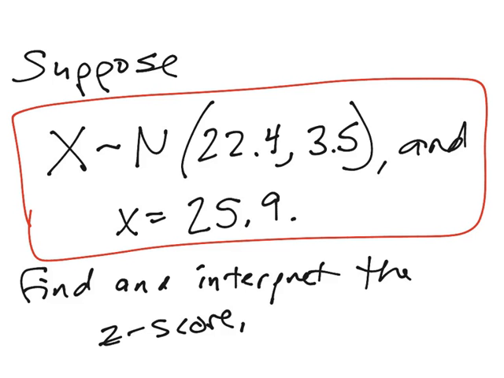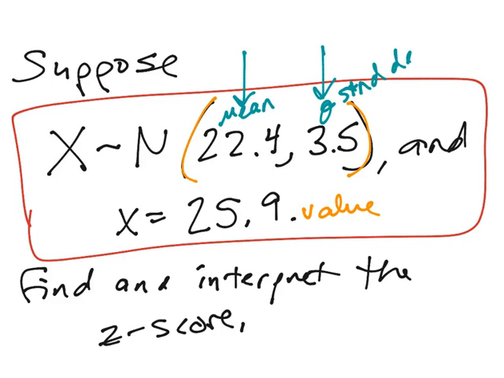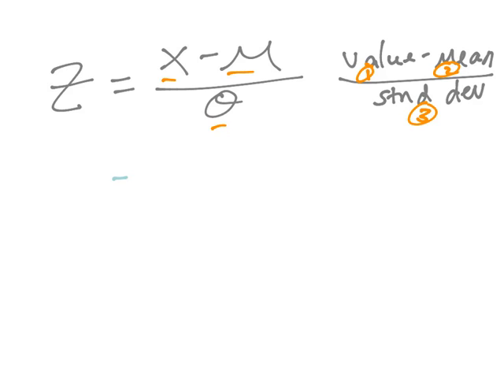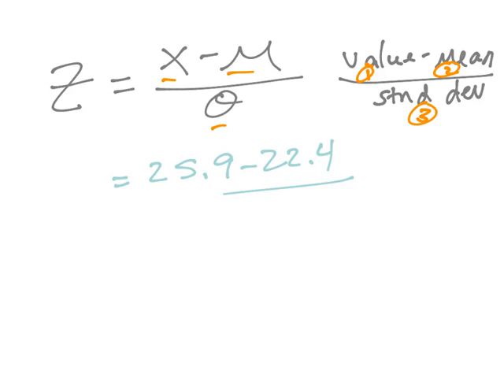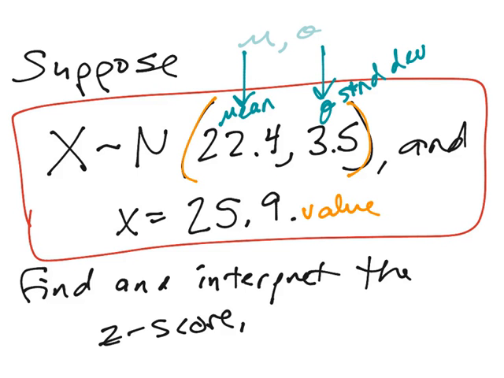Now, they tell you x is 25.9. So this is the value. Now, when you're looking inside the parentheses here, the two values represent the mean and the standard deviation. The mean always comes first. So here's the mean, here's the standard deviation. And that's always the case. It's always going to be mu comma sigma. So knowing that, we can then bring it over. So we're going to have 25.9 minus 22.4 divided by 3.5.